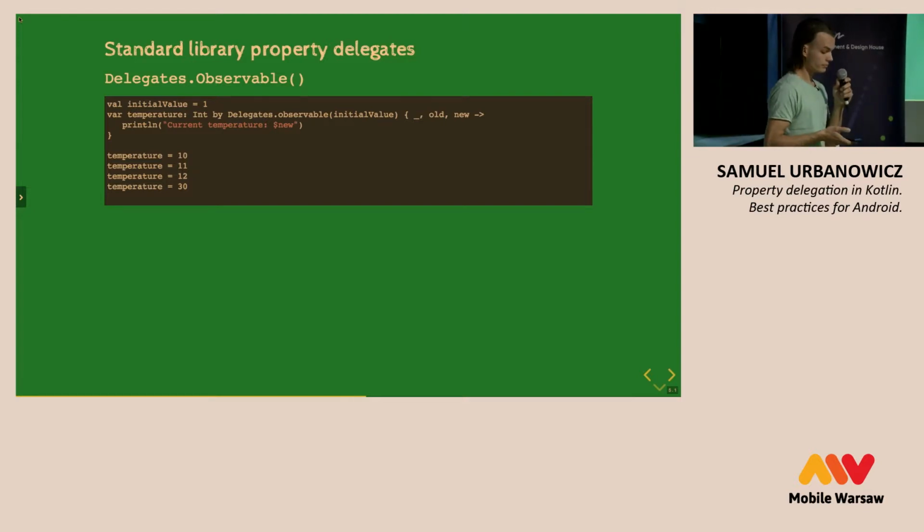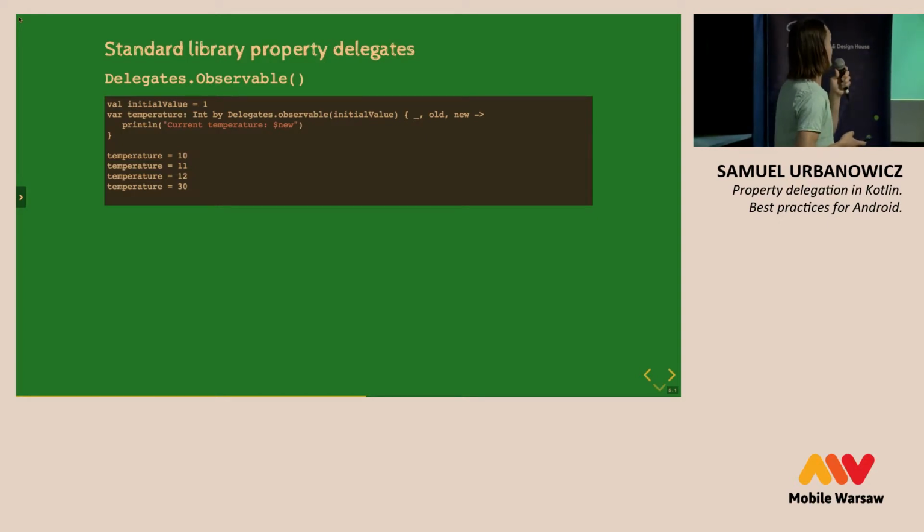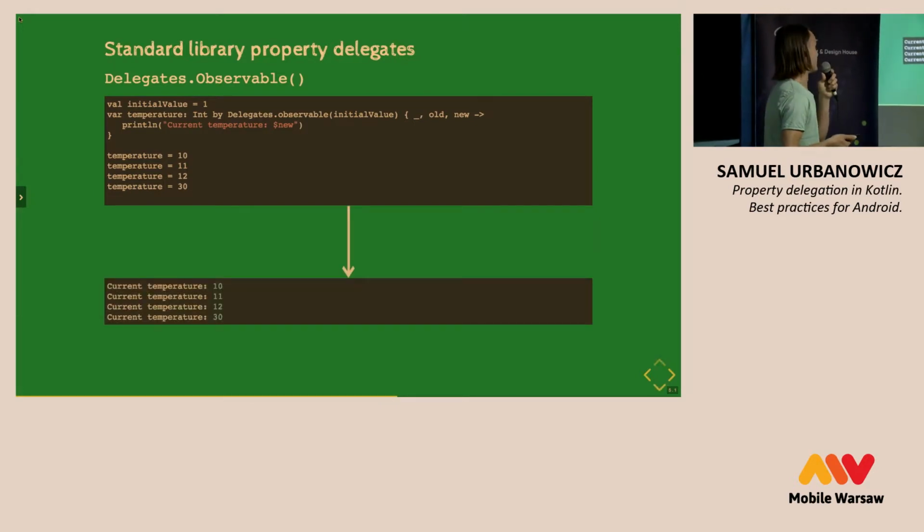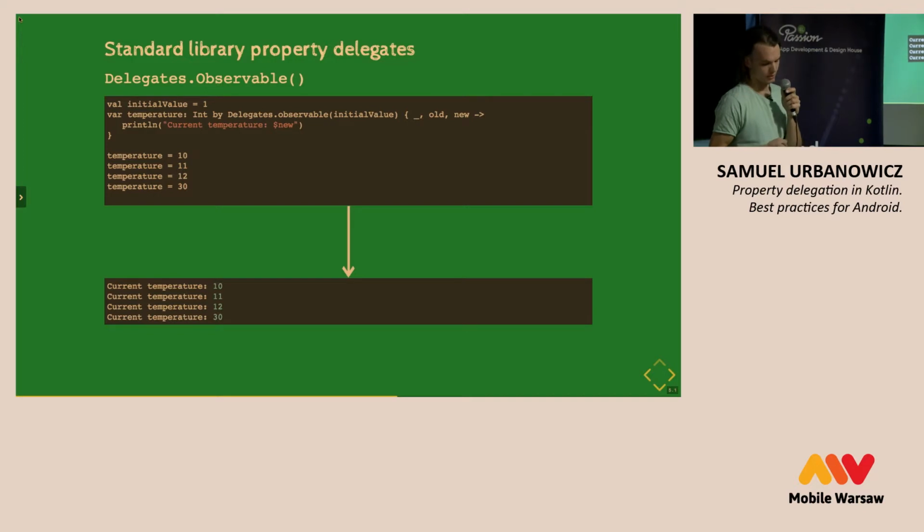We also have a few lines in which we are updating the temperature property. And as you can see, we are going to have all the values printed as a result of executing this code.